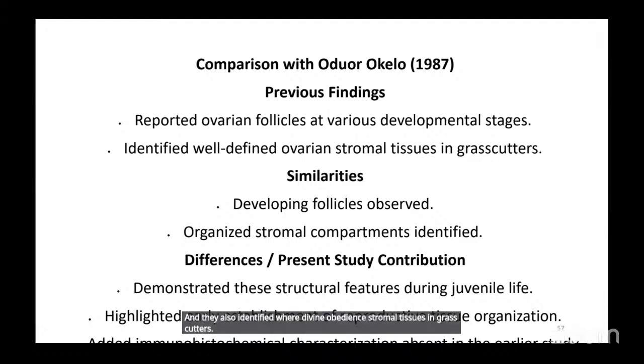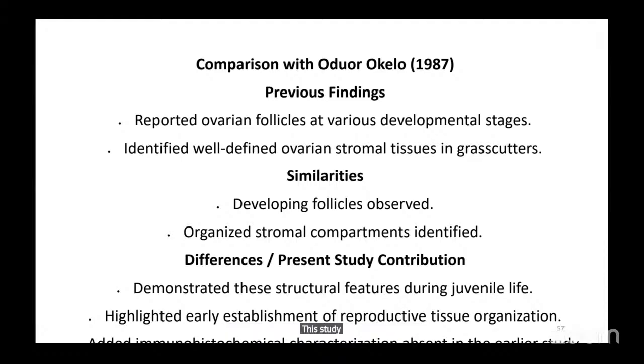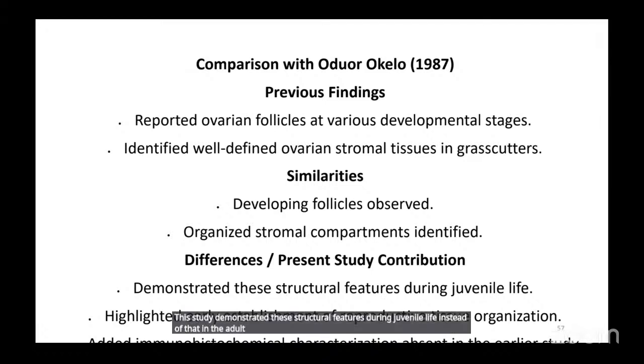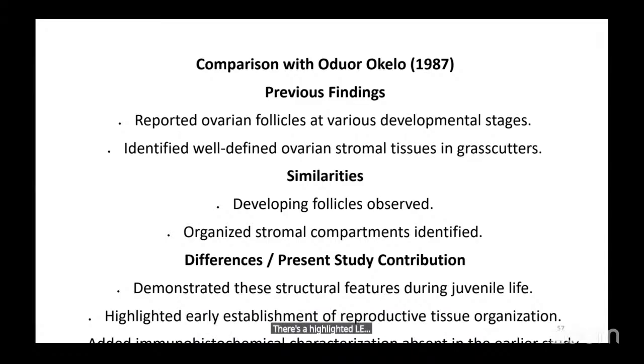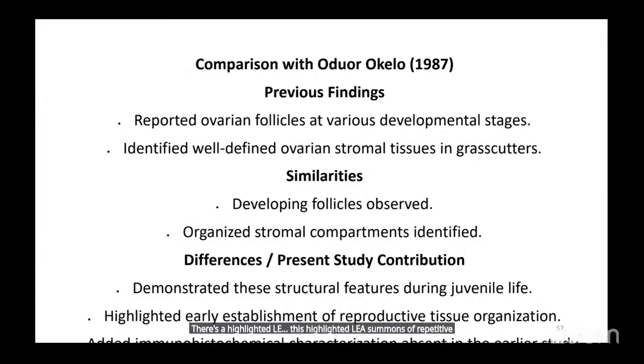A similar finding was found in this current research, where we found developed follicles and organized stromal components. This study demonstrated these structural features during juvenile life, instead of in the adult life as reported by Okele 1987. This highlights early establishment of reproductive tissue organization.